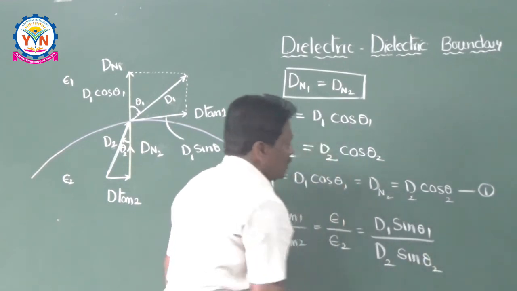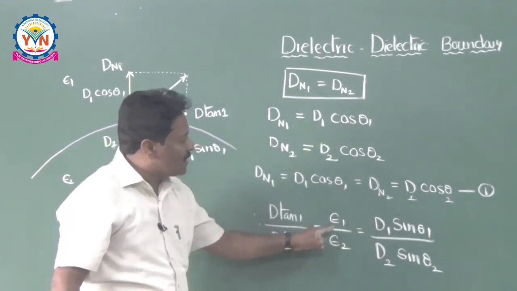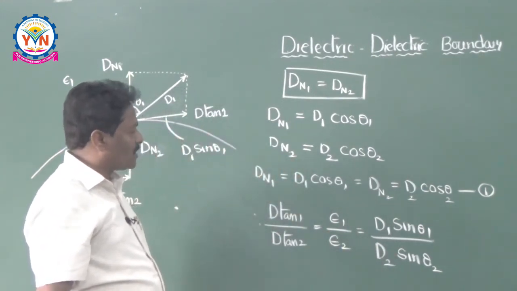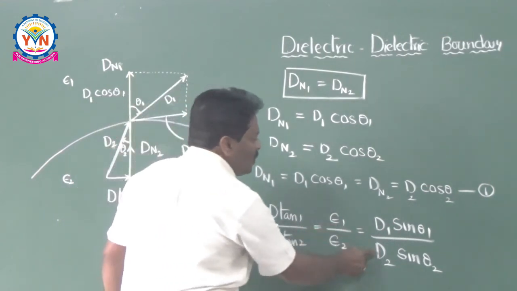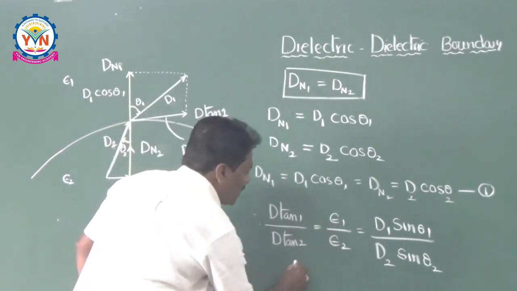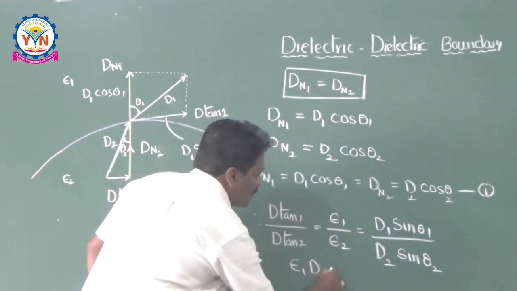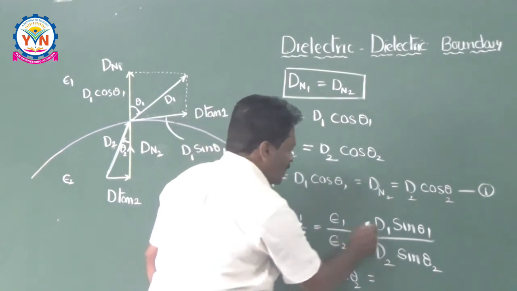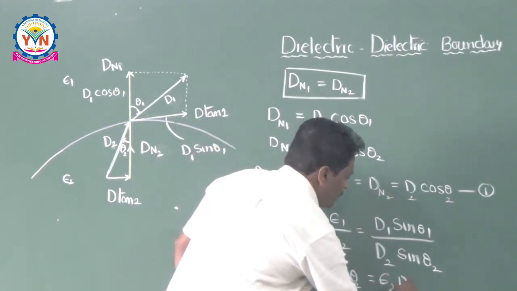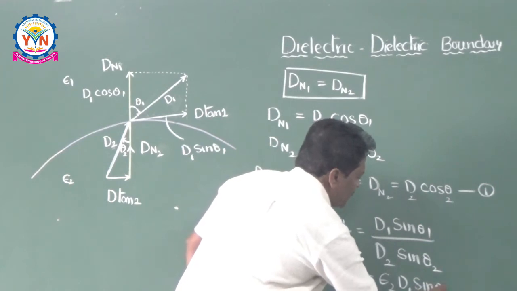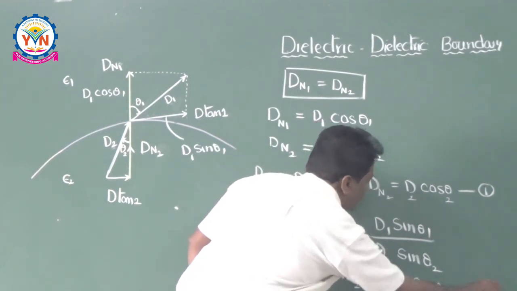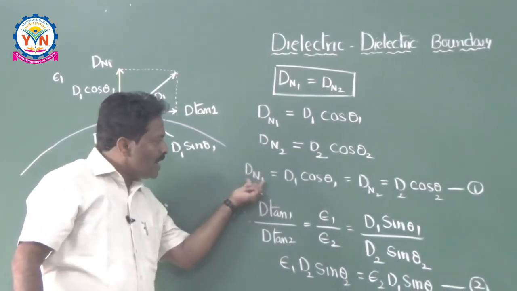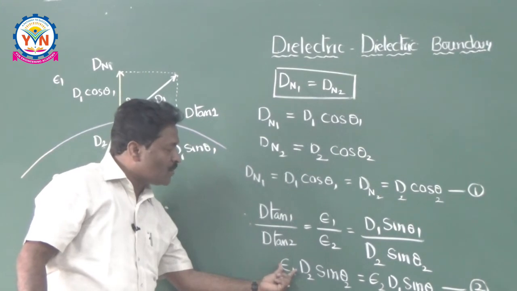So from this equation I can write down, cross multiplying these two, because we are going to get a very good result here. Then you can say epsilon 1 times d2 sin theta 2 is equal to epsilon 2 times d1 sin theta 1. This is another equation that is very, very important here. So this is the normal components equation, and this is the tangential components equation.